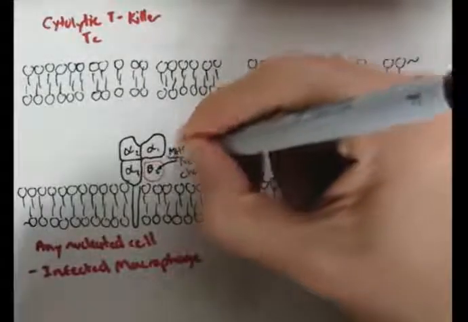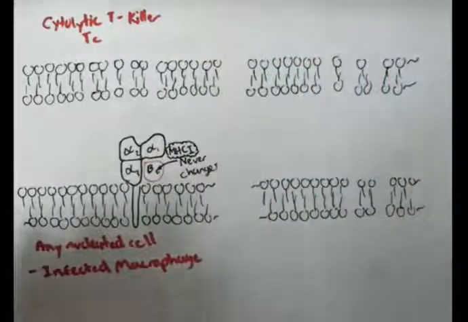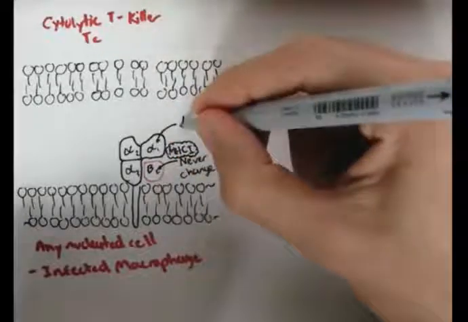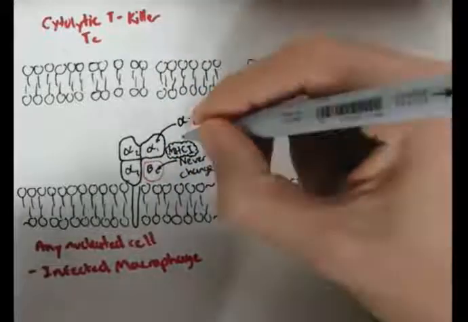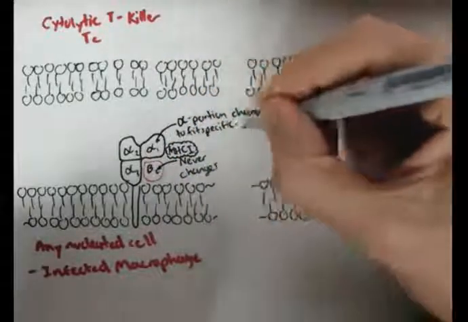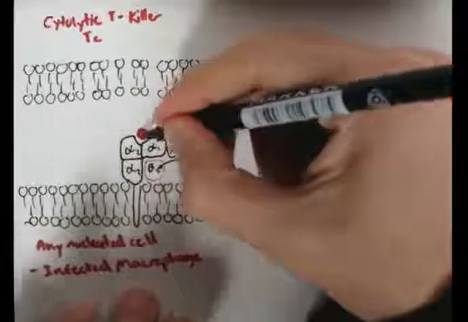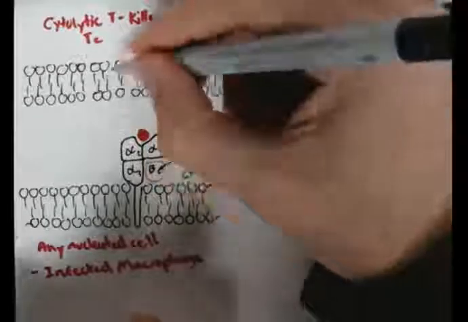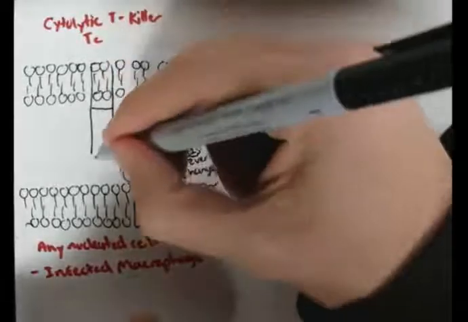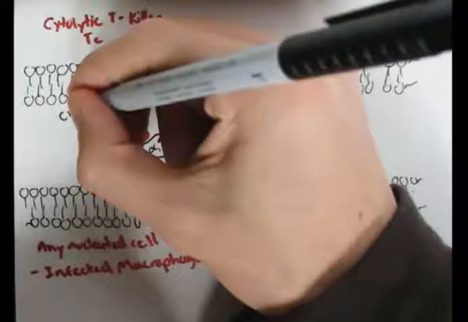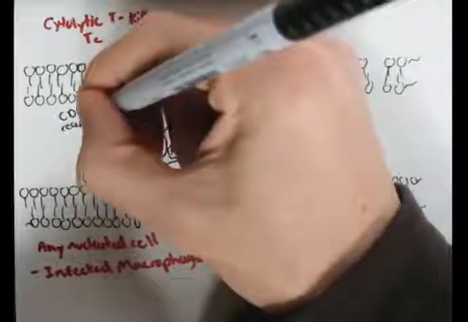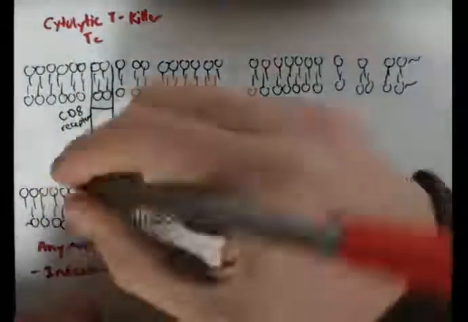The alpha portion is always different, and this receptor is special only for a particular antigen. Once an antigen is presented, such as this one, the T killer's receptor, called the CD8 receptor, binds to the alpha 3 and checks if this MHC being presented is an MHC class 1.